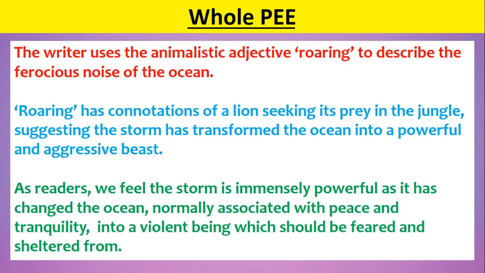Okay, so the other one that we looked at, roaring. The writer uses the animalistic adjective roaring to describe the ferocious noise of the ocean. Roaring has connotations of a lion seeking its prey in the jungle, suggesting the storm has transformed the ocean into a powerful and aggressive beast. As readers, we feel the storm is immensely powerful and it has changed the ocean, normally associated with peace and tranquility, into a violent being which should be feared and sheltered from.